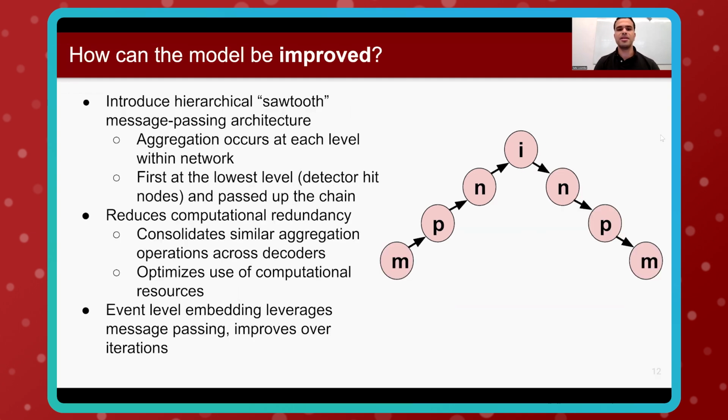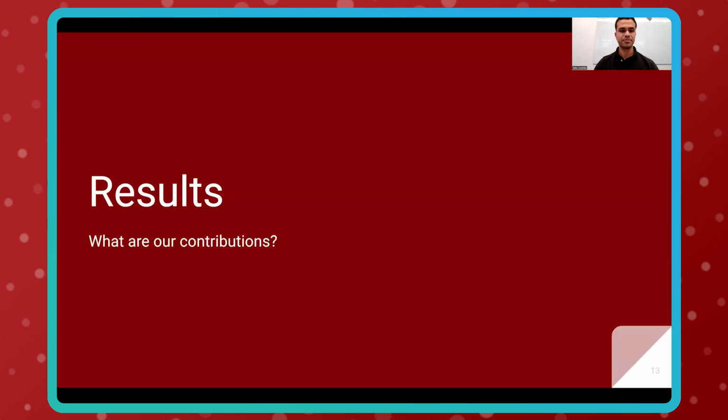Now, to address these challenges with the current linear approach, we've suggested a hierarchical sawtooth structure. The sawtooth structure involves aggregation and message passing at multiple levels. Firstly, it happens at the detector hit node level, and then it is passed up the chain. What this approach does is reduce computational redundancy, since similar aggregation operations are consolidated and not repeated over time. Secondly, since the message passing also happens at the event level, the event level embedding also improves over iterations.